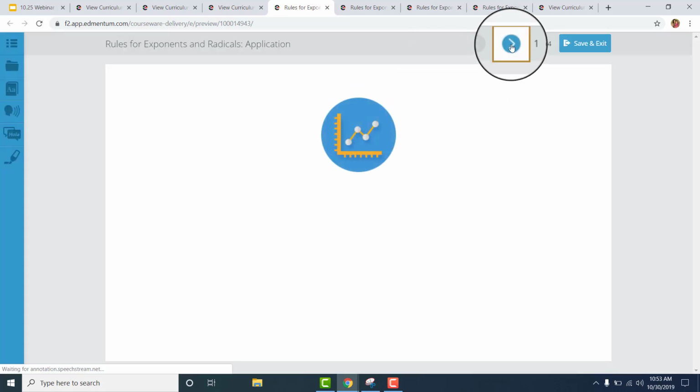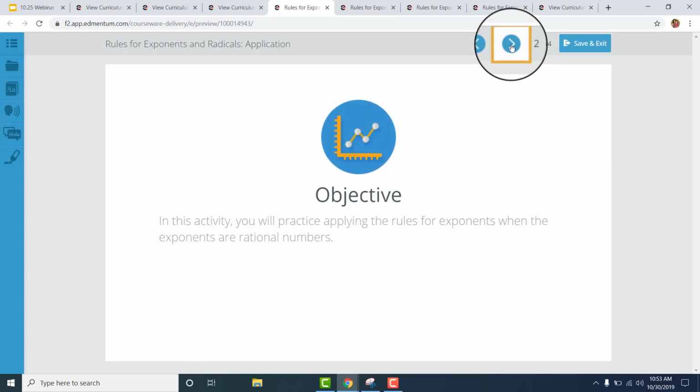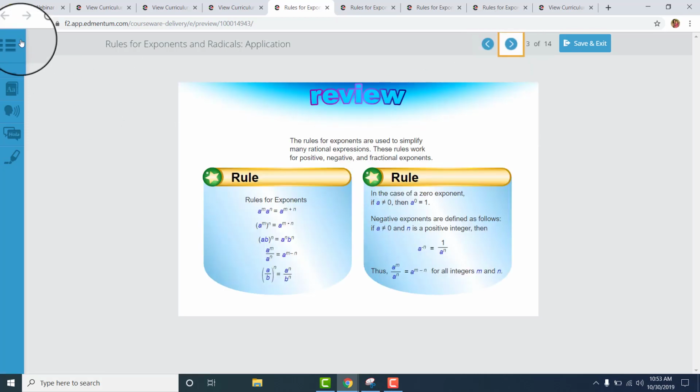Let's go ahead and take a look at an application. The application is the practice before the mastery test. And remember, there is one mastery test per module in each unit.